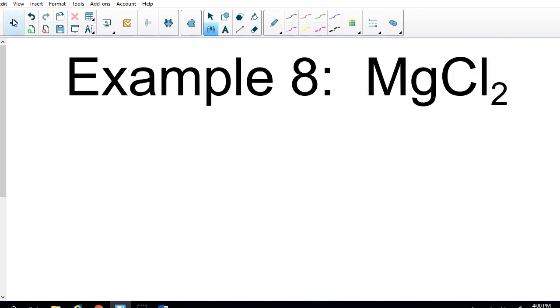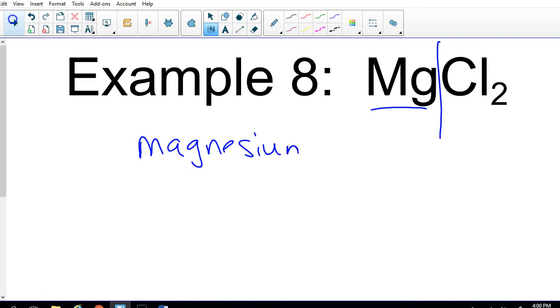Next one, split. You will see that magnesium does not need Roman numerals, so I name the two halves, magnesium, and then Cl, that's an L, with no other atoms, is called chloride.